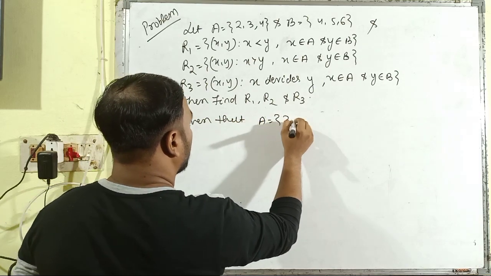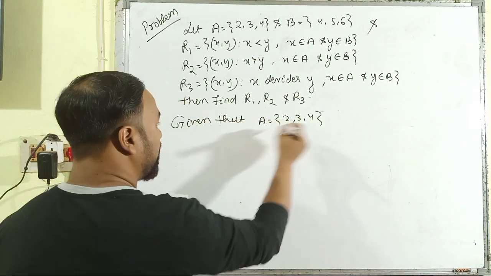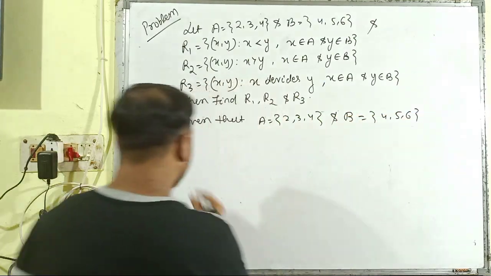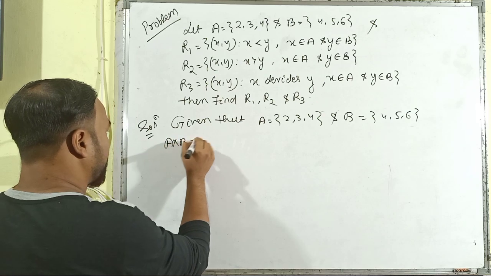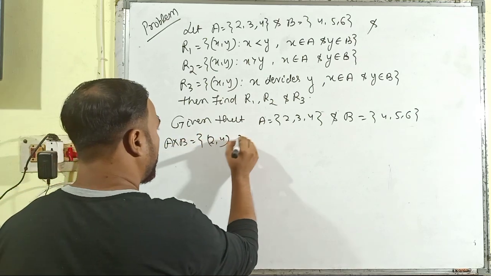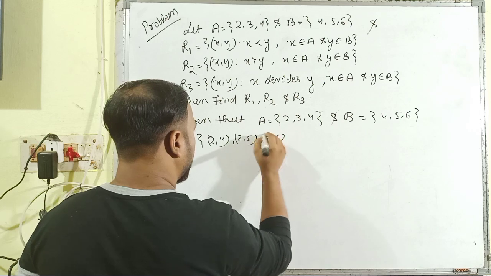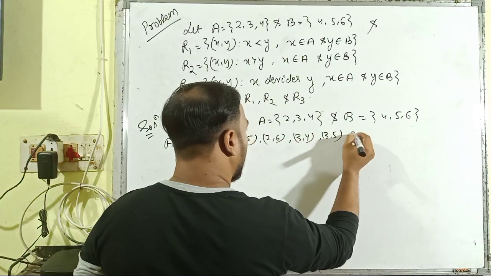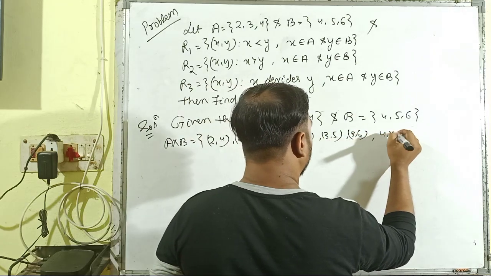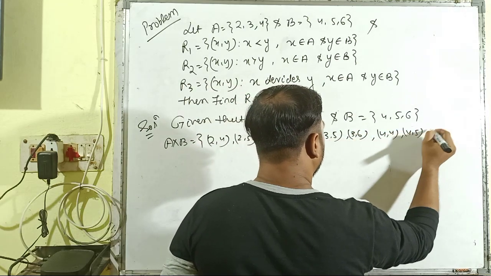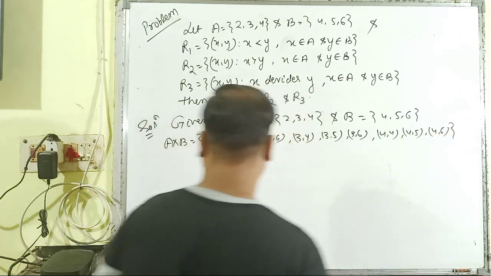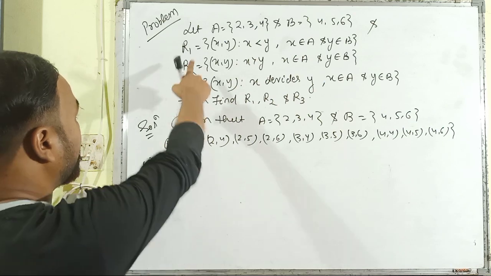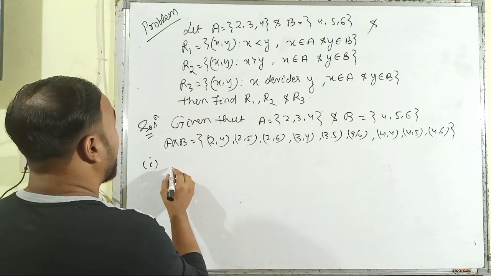A set is equal to {2, 3, 4}, a non-empty set, and B is again a non-empty set, {4, 5, 6}. So first of all we have to find out A cross B. And here it is (2, 4), (2, 5), (2, 6), then (3, 4), (3, 5), (3, 6), then (4, 4), (4, 5) and (4, 6). Then we have to move towards case number 1.